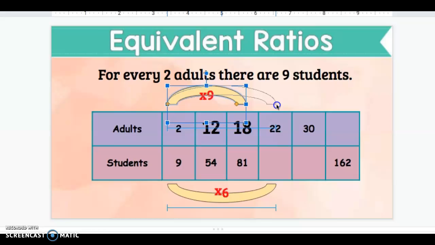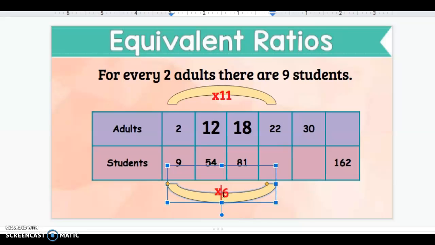Moving my rainbow down. 2, and this box is empty, so you have to go up to the top. So 2 times what gave me 22? If I count by 2s, 2, 4, 6, 8, 10, 12, 14, 16, 18, 20, 22. That's 11. So 2 times 11, so I have to do 9 times 11. So 9 times 11 is 99. So that'd be the next box.